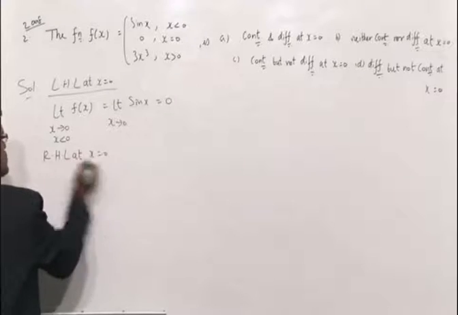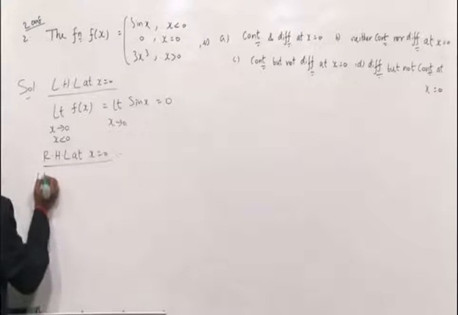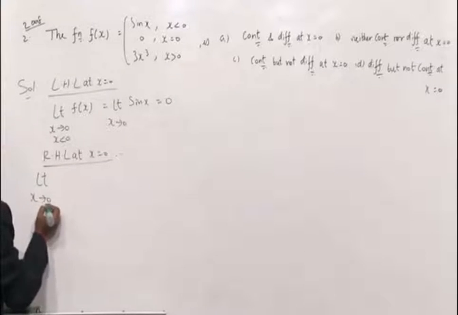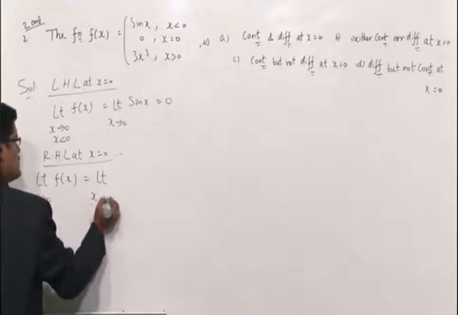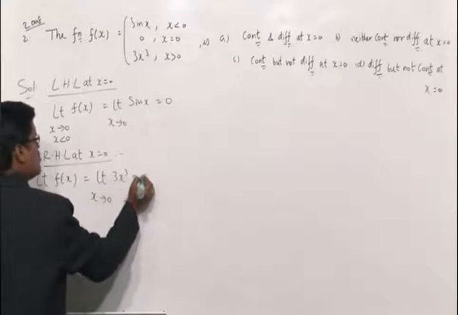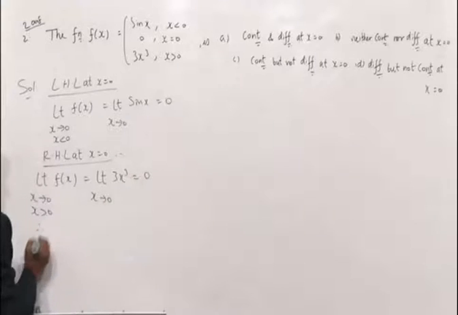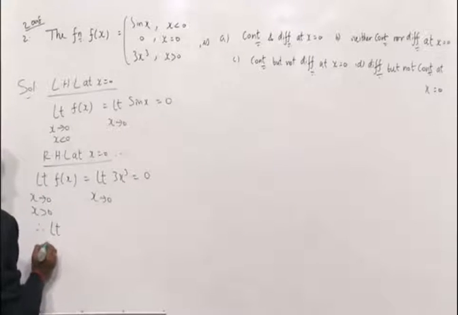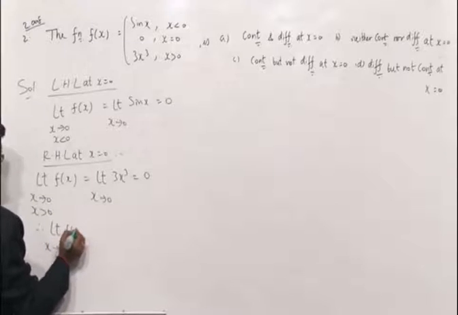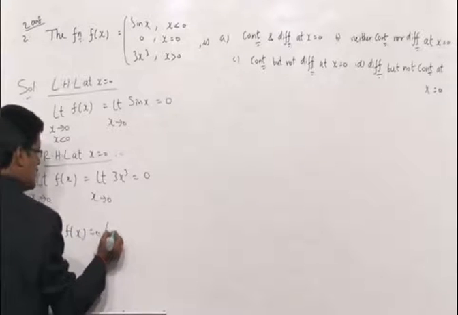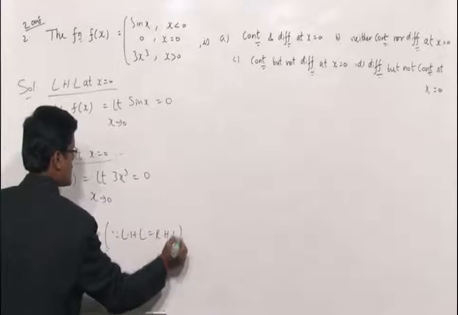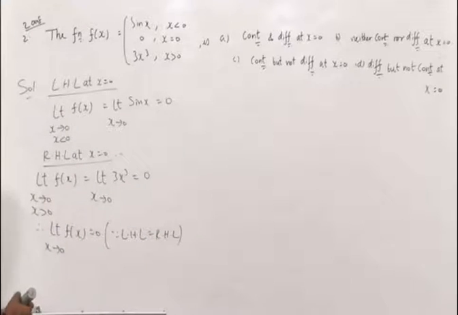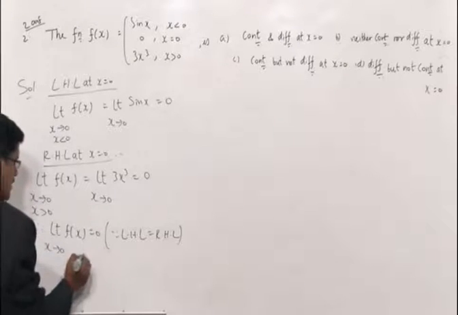Next, RHL at x equal to 0, the right hand limit at x equal to 0, denoted by limit x tends to 0 plus, which means x tends to 0 with x greater than 0, of f(x). When x is greater than 0, what is f(x)? Given 3x cube. So 3 into 0 cube is 0. Therefore, limit x tends to 0 of f(x) is equal to 0. Since the left hand limit is equal to the right hand limit, the limit exists and the existing value is the same as the previous value.